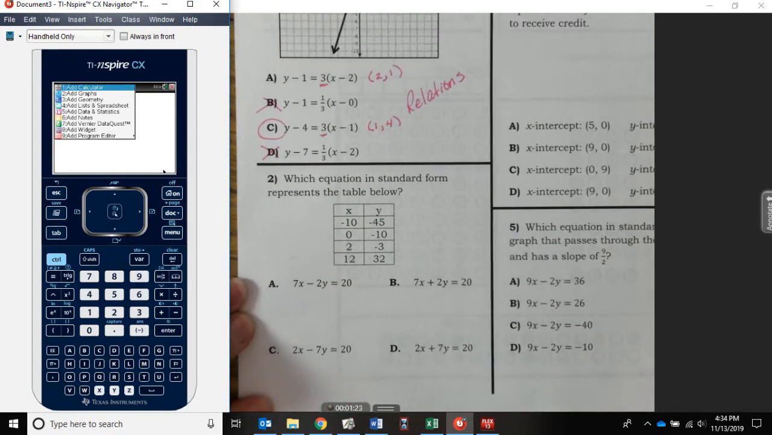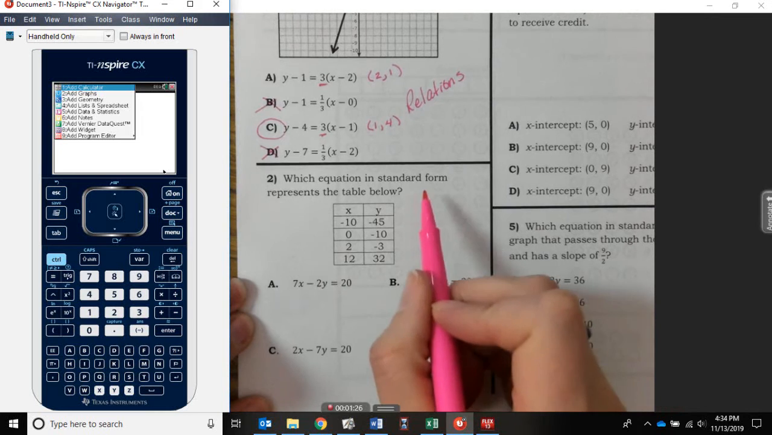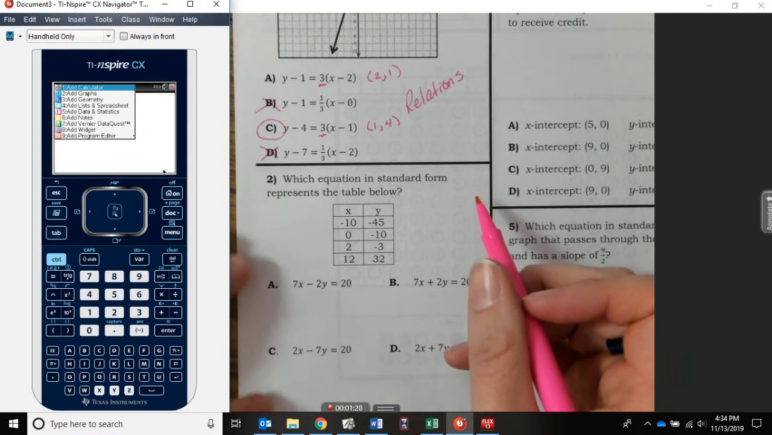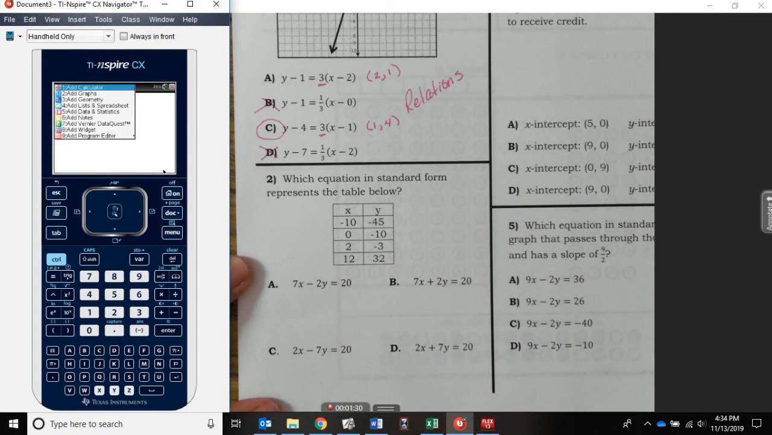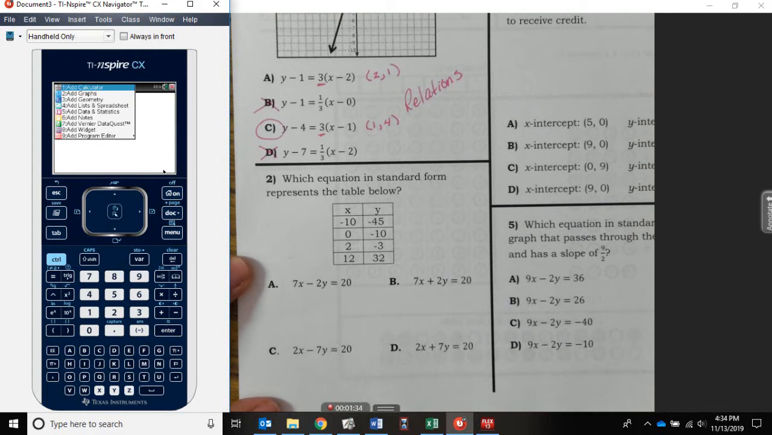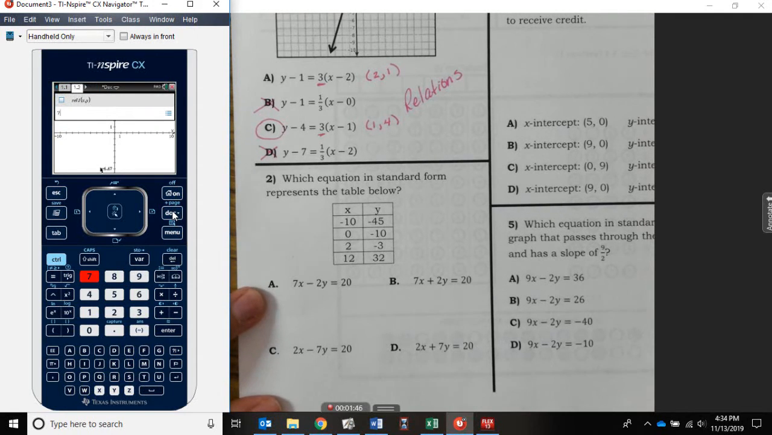Number 2, which equation in standard form represents the table below? On this one, I'm going to just review the calculator skill, where if you go to a graph page, you can type in, hold on, let's go to a graph page. You can delete the equal sign, pick a relation, and I'm going to type in answer choice A. So 7x minus 2y equals 20.